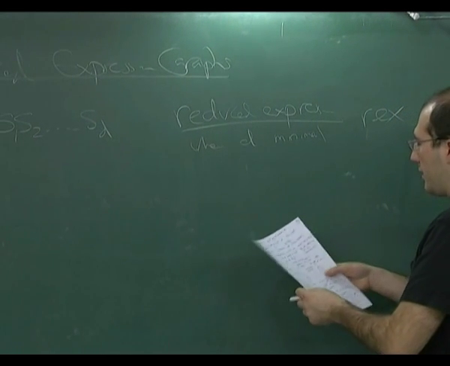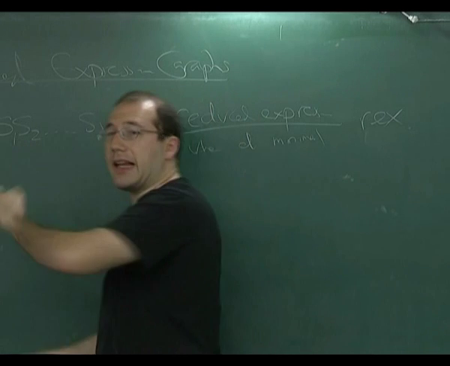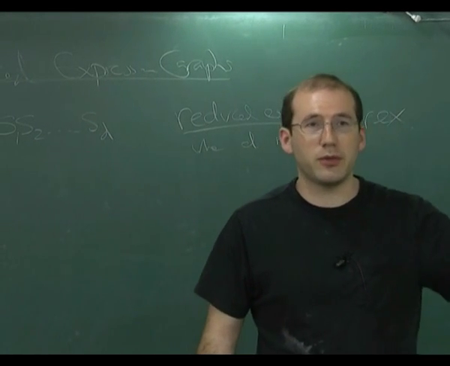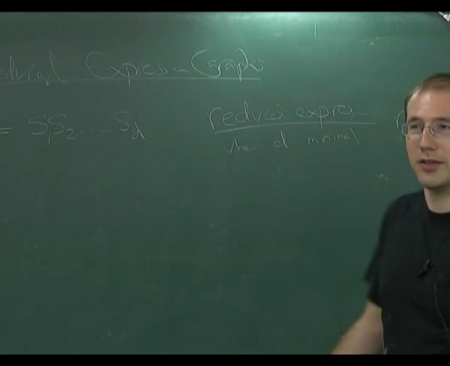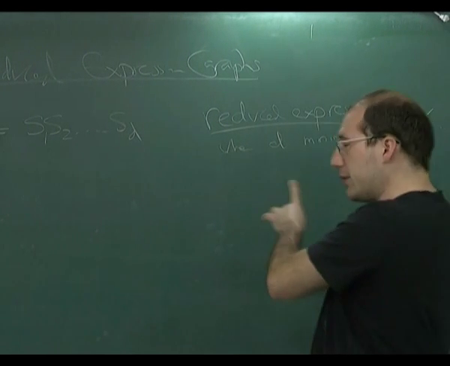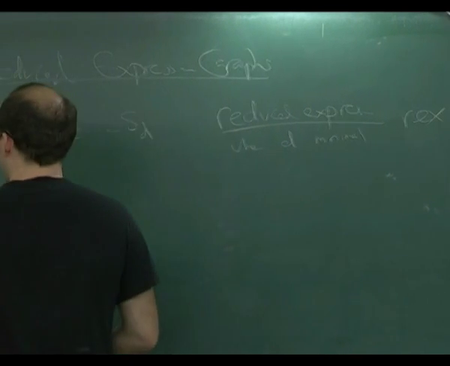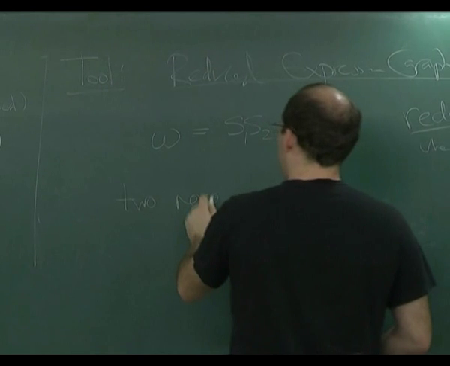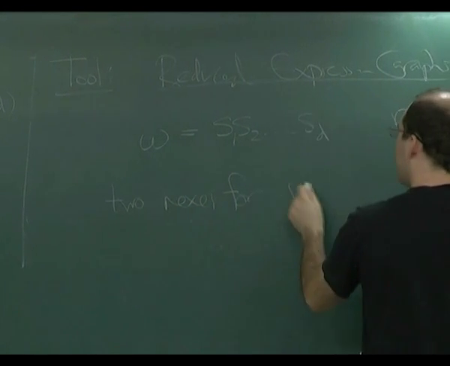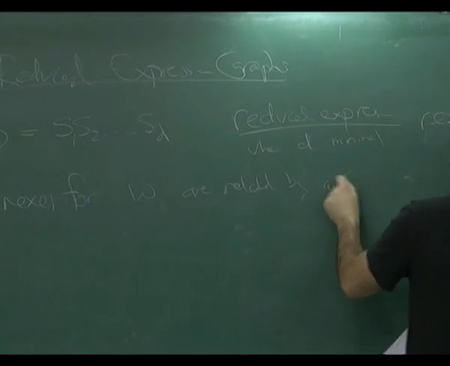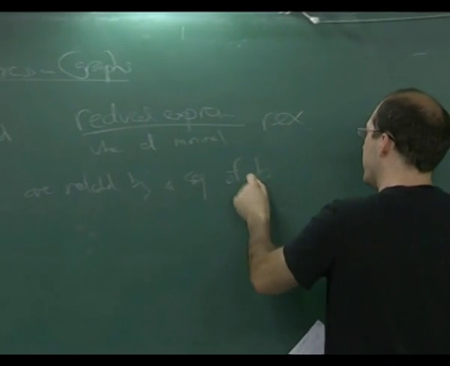So here we are. The fact is that any two expressions are related by the relations in the Coxeter group: S squared is one and the Braid relation. And I already erased those, unfortunately. But any two reduced expressions are only connected by the Braid relations. Two rexes for the same element are related by a sequence of Braid relations.